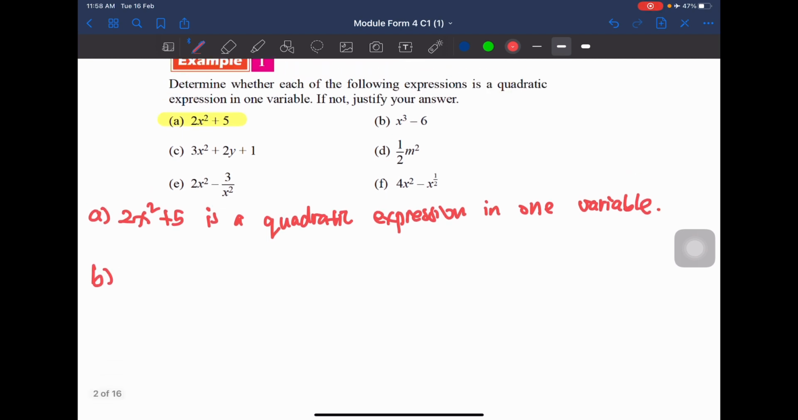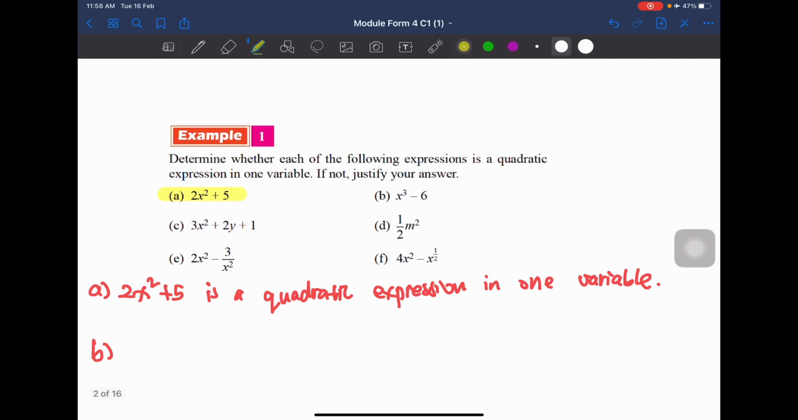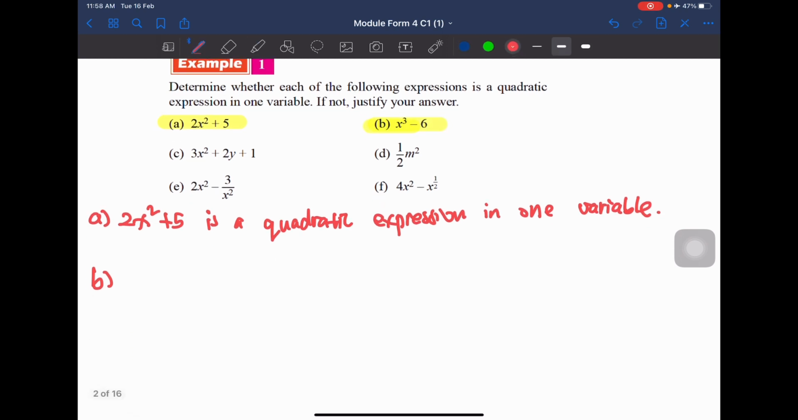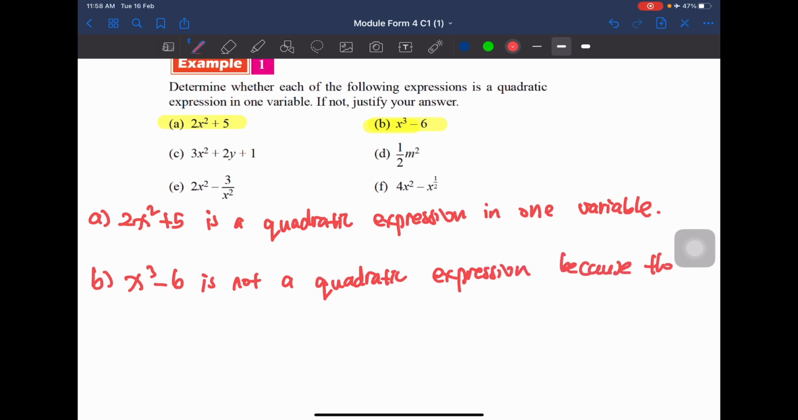Okay, next B. Kita tengok highest power. Alamak, kuasa 3. So kalau kuasa 3 sah-sah bukan. So x cube minus 6 is not a quadratic expression because the highest power is 3.